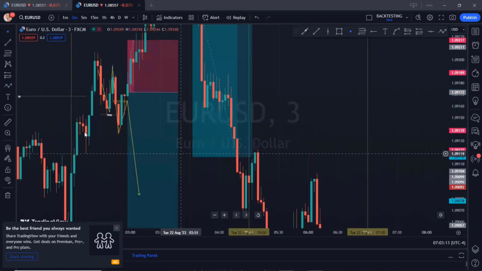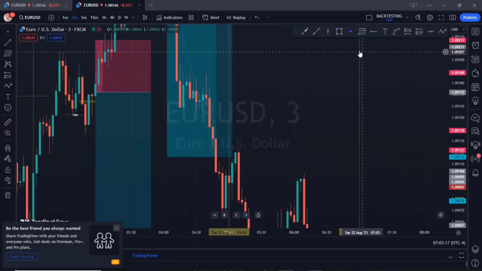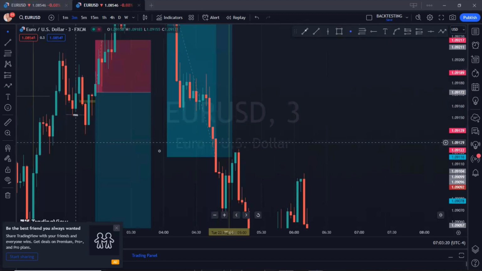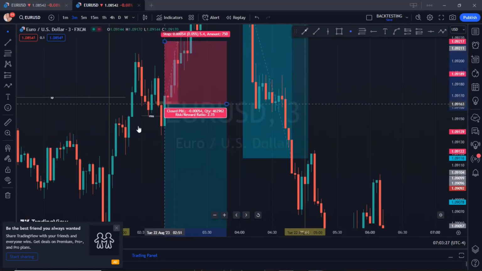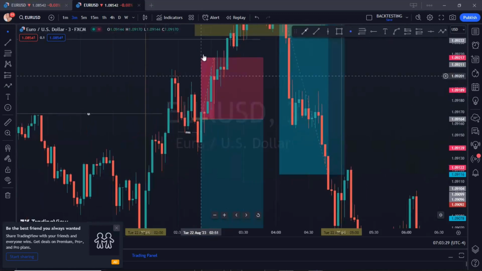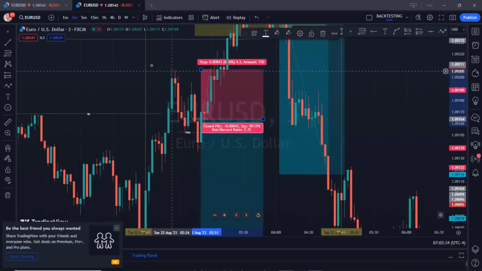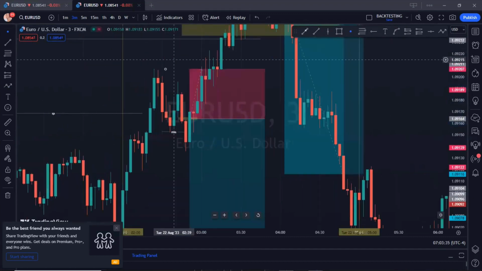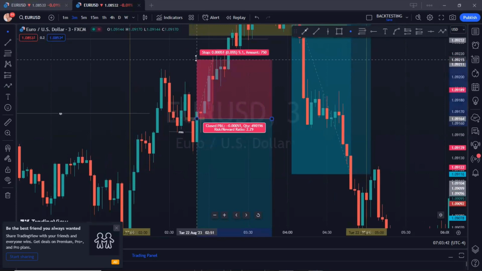So this was the model right there. Market structure shift. After the market structure shift, is there an FVG for entry? Yes. So that was our target. Let me zoom this. So once it is there, my stop loss will be here at this high. But I will add an extra 1 pip. So it was 4.3 pips, I'll make it 5.3. Beautiful.